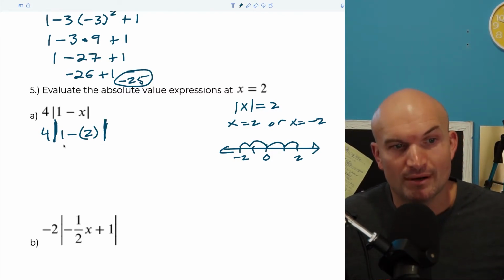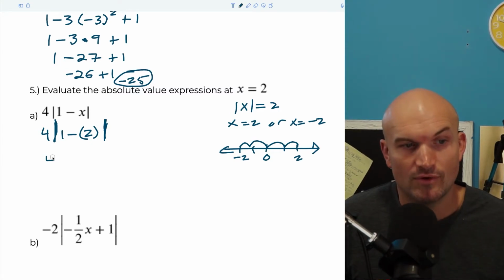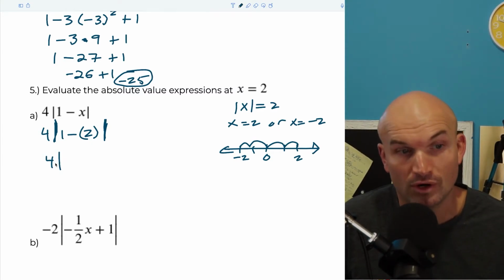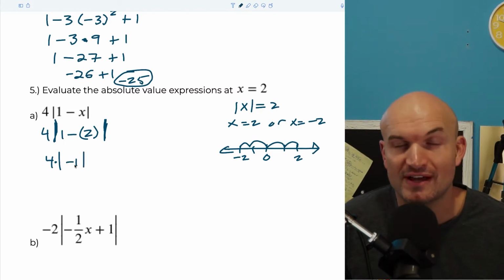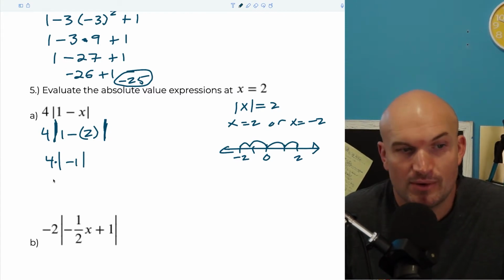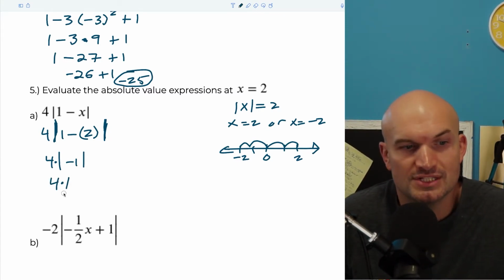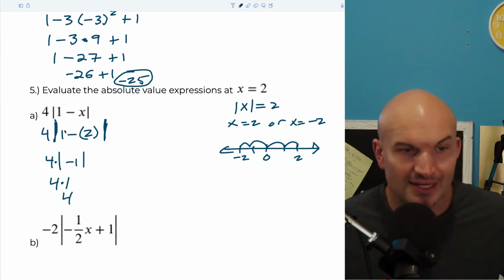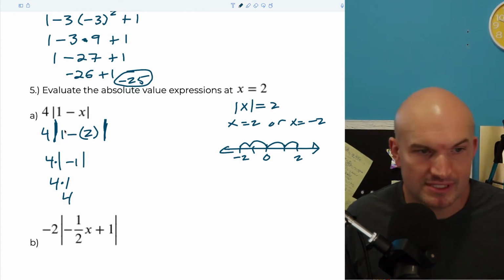So in this case, I have a 1 minus a 2, which is going to be a negative 1. So I have 4 times the absolute value of negative 1. And the absolute value of negative 1 is just going to be a positive 1, right? Because the distance away from 0 is just going to be 1. So it's 4 times 1, which is equal to a 4. And again, you can see how I'm working things out step by step here.